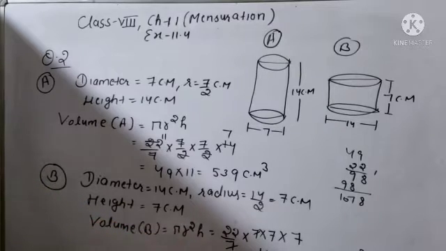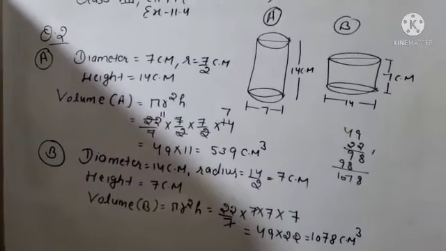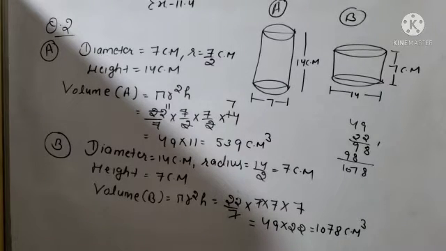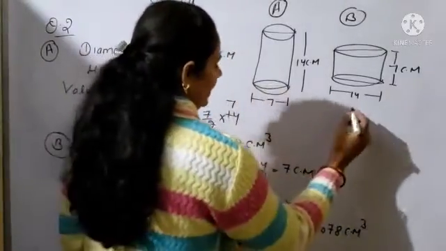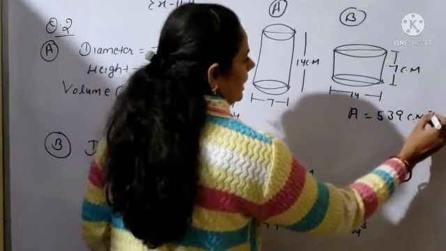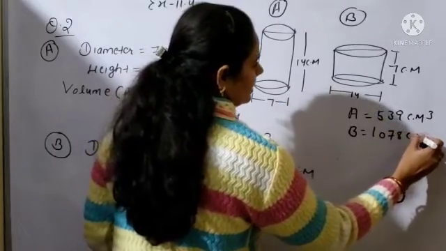Now after that you will find out the surface area also of both cylinder A and cylinder B. If it is not visible, you can see, wait a minute, yes, okay. Now what will you do? You will find out the surface area of cylinder A and surface area of cylinder B. So I am writing here, what will you get? Volume of cylinder A you got here, this is 539 centimeter cube, and volume B is 1078 centimeter cube.